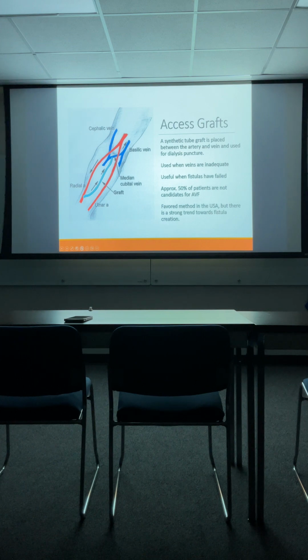The reason why they use access grafts versus a fistula is the patient may not have suitable veins for a fistula creation. The patient may already have a fistula that has failed, so now they're using a graft instead. Access grafts are actually the preferred method in the US, although it's tending now more towards fistula creation, which actually has better patency rates than access grafts.